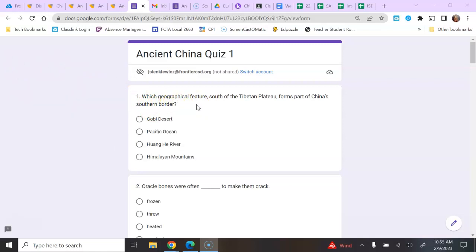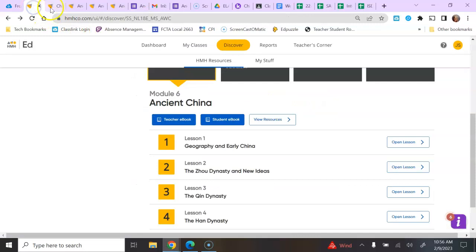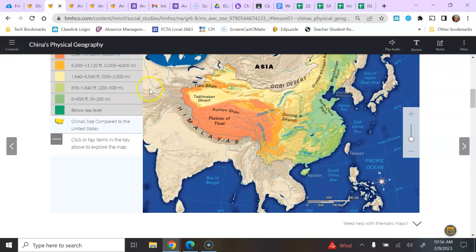So you're looking for a geographical feature south. Think about which way south is typically on the map. Is it up, down, to your left, or to your right? A lot of times you have that compass rose that shows you where is south on a map. So you want to go south. And then, so you're south of the Tibetan Plateau, and it forms part of China's southern border. So when we look at the map of China, here is the map of China, and here is the Tibetan Plateau. So south of that, what is there?